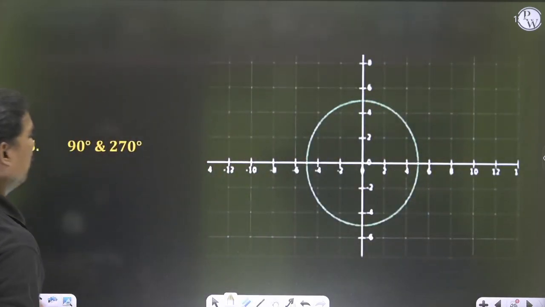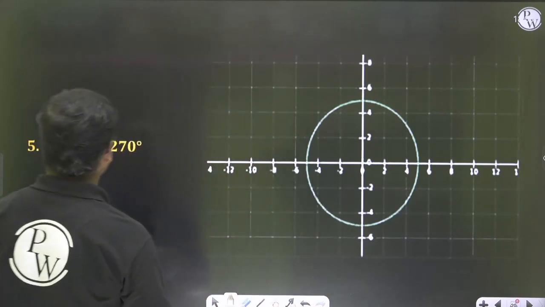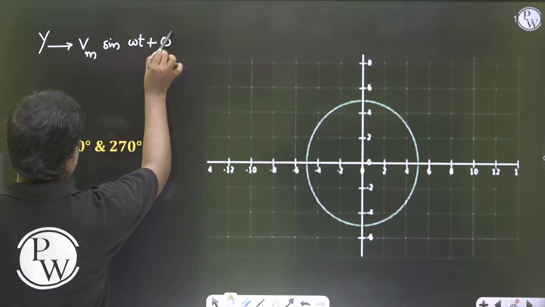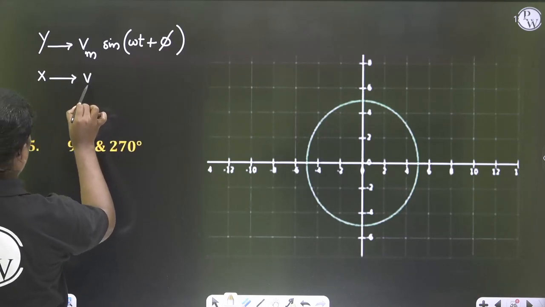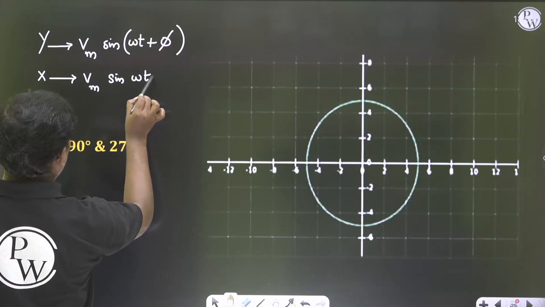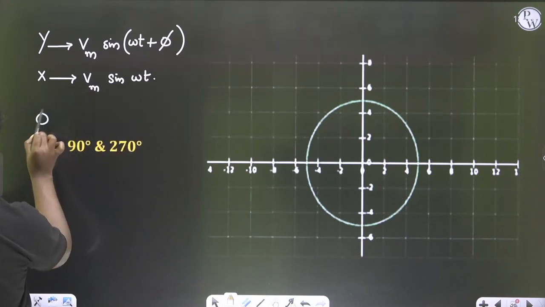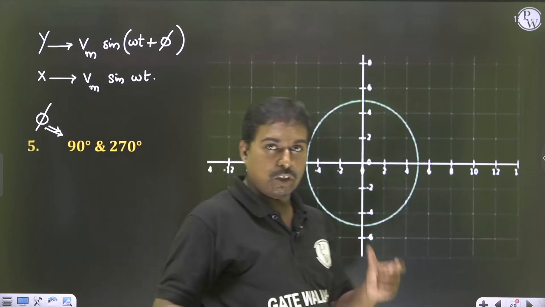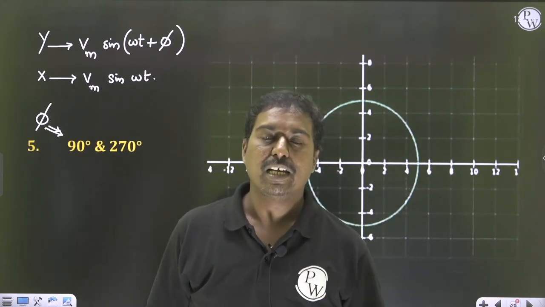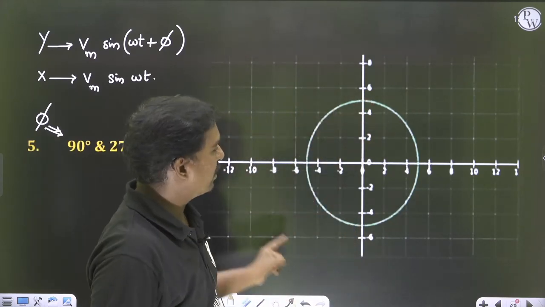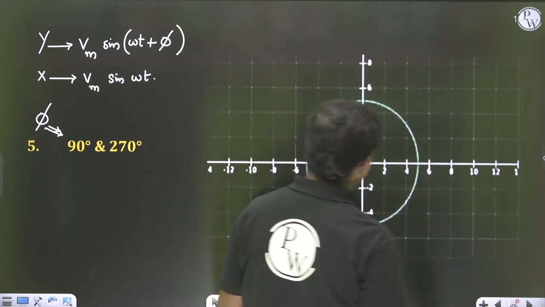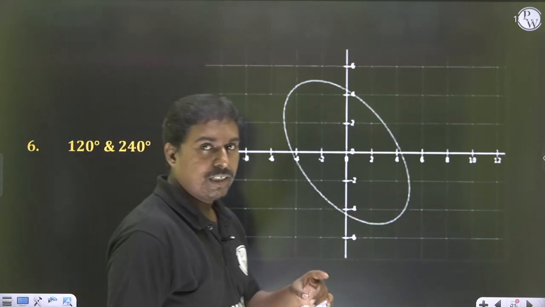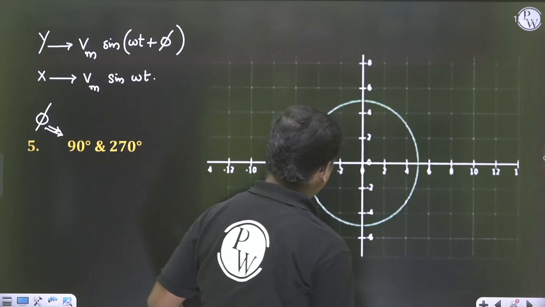Next, exactly at 90 degrees and 270 degrees, the signal you apply for the Y plates is Pm sin omega t plus phi, and for the X plates I'm applying Pm sin omega t. Phi is equal to 90 degrees and 270 degrees. The two signals, that means one is a sinusoidal signal and the other is a cosine wave, then you are going to get a circle. So one circle at 90 and another circle at 270.